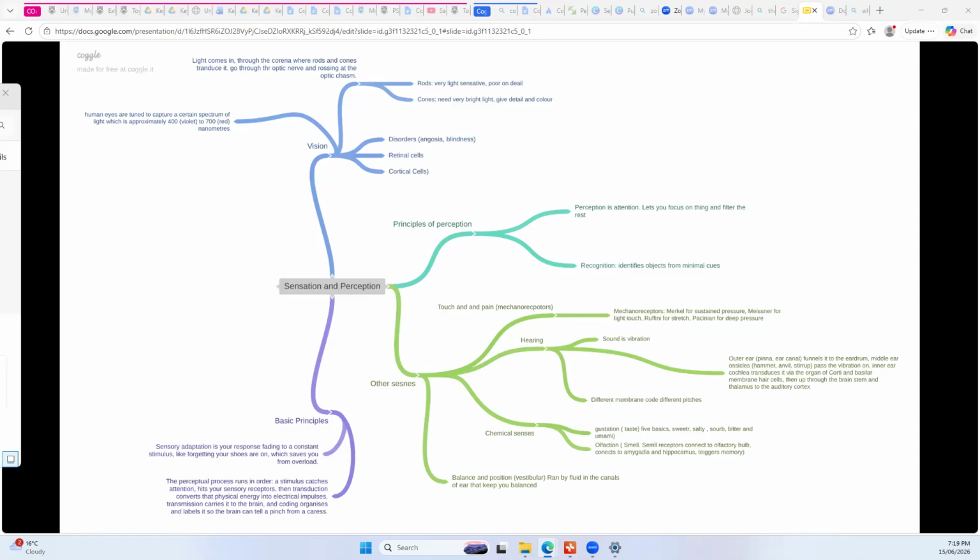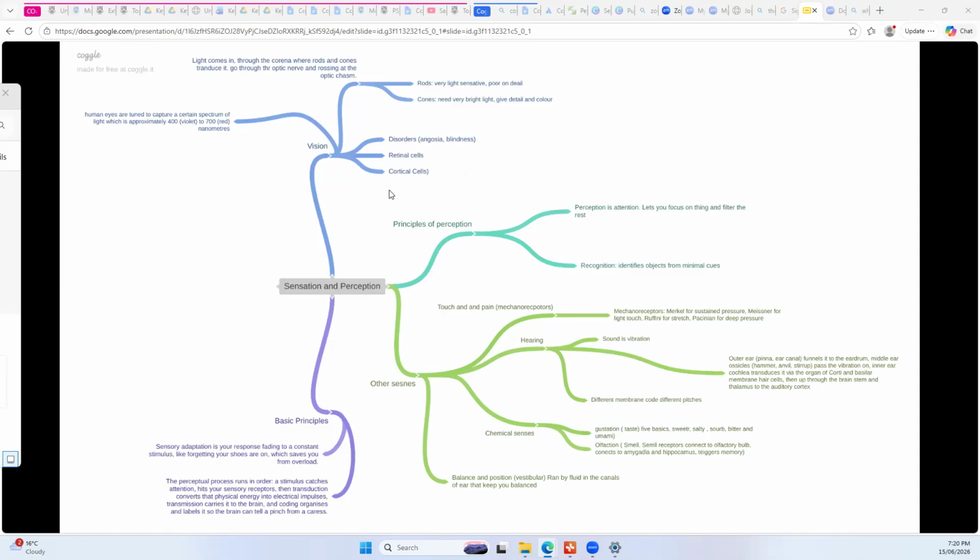And I split rods and cones into their own lines, because the contrast between them is important. Rods are very sensitive to light but poor in detail, and cones work in bright light but give us detail and color. I also noted that human eyes are tuned to a specific slice of the light spectrum, 400 nanometers at ultraviolet and 700 at infrared.